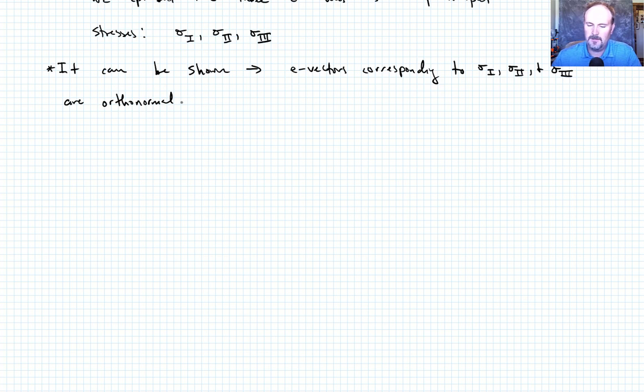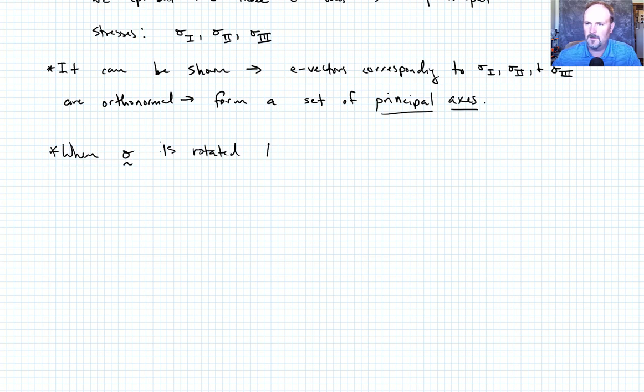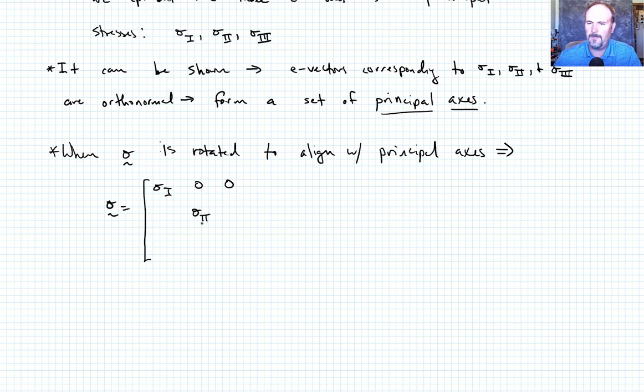What that means is that together they form a set of principal axes, such that when sigma is rotated to align with the principal axes, the stress tensor becomes hopefully something you've seen before, that looks like sigma 1, sigma 2, and then sigma 3. Of course, it's symmetric still.